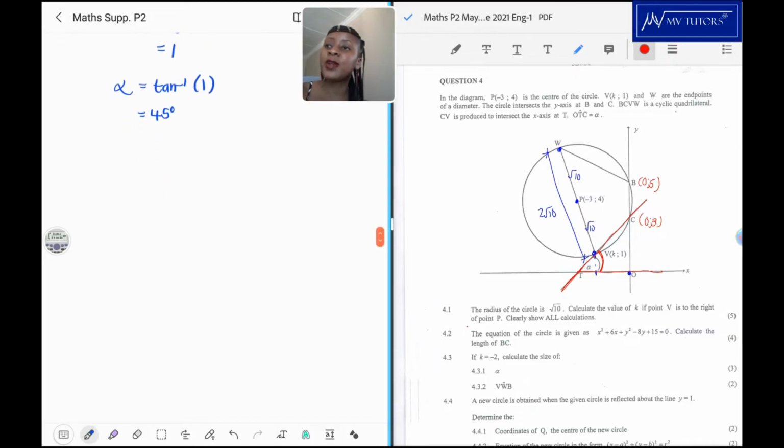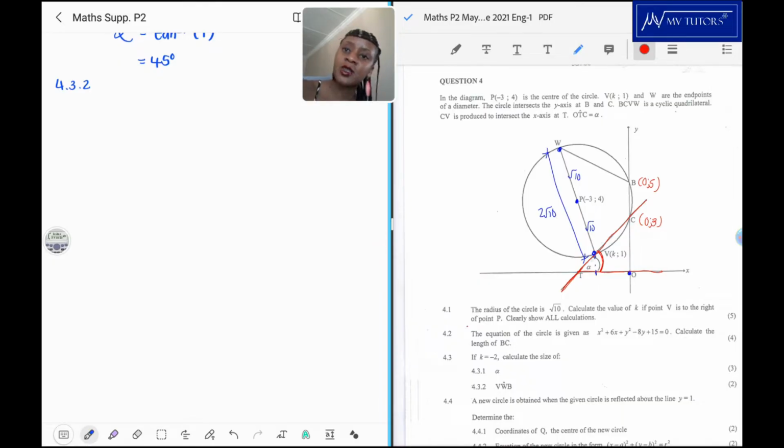And now 4.3.2. We are looking, so if you're looking at triangle VWB, so there's VWB, so it's that triangle there. We want to know what W is. Okay, how are we going to do that?